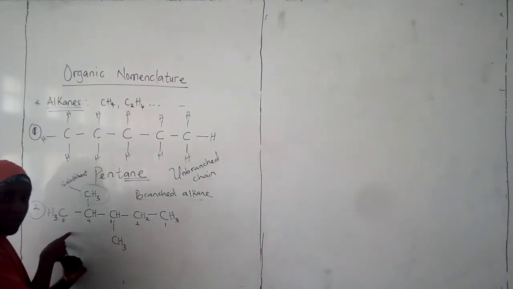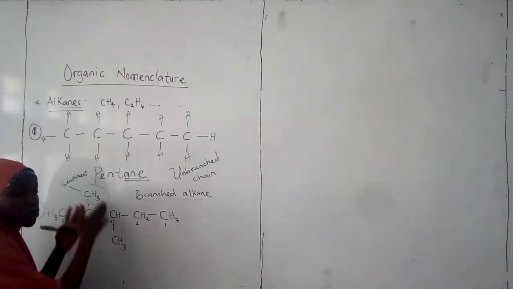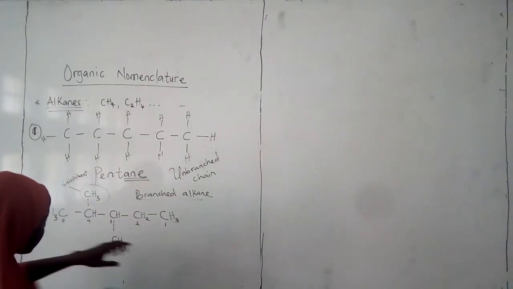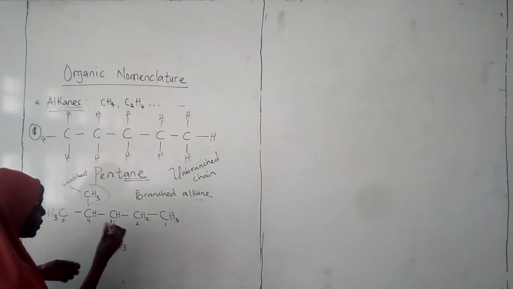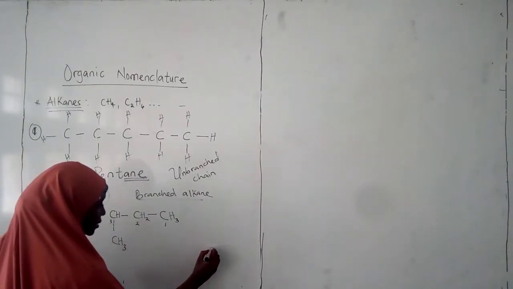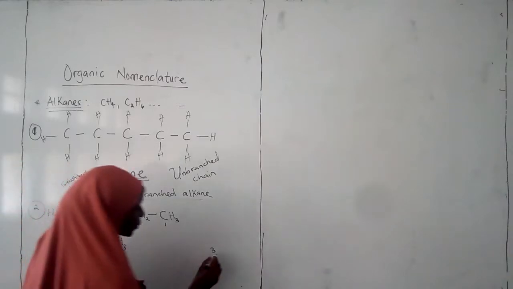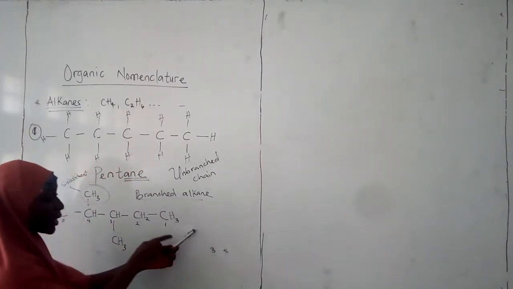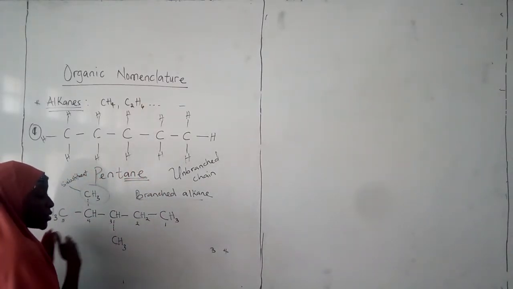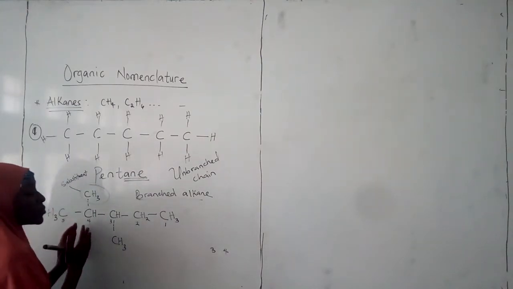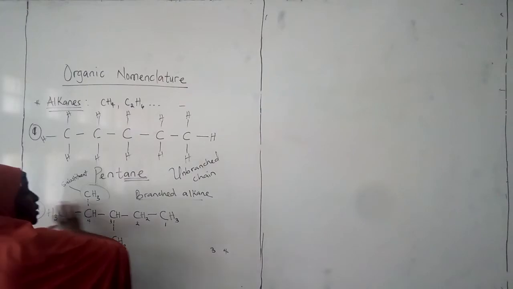Now, this is the parent chain. These two methyl groups are the substituents. This first methyl is in position 3, while the second methyl is in position 4, if we are counting this way. Now, let's try counting it the other way.